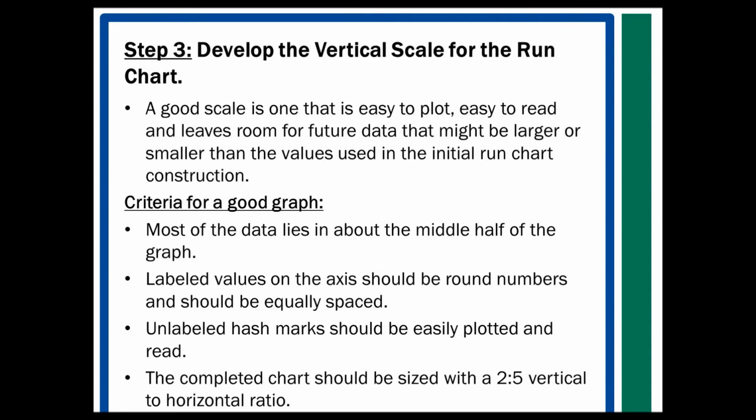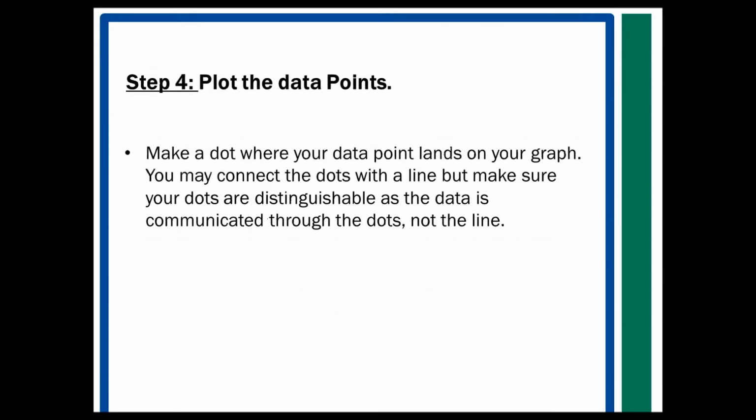Your label values on the axis should be round numbers, so you don't get into decimals and fractions. Your labeled hash marks should be easily plotted, and you'll see an example later on. And your completed chart is usually done on a ratio of 2 to 5, vertical to horizontal. So when you do your hash marks, again, you'll see that in the example that follows.